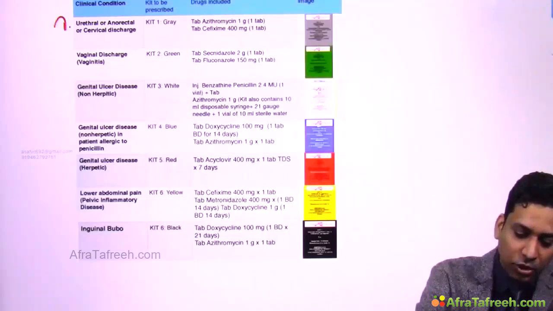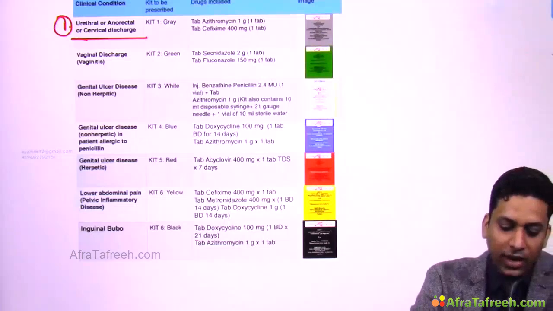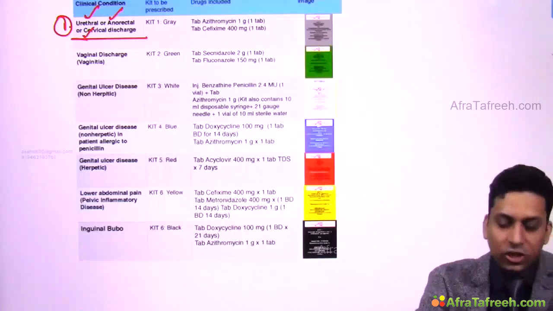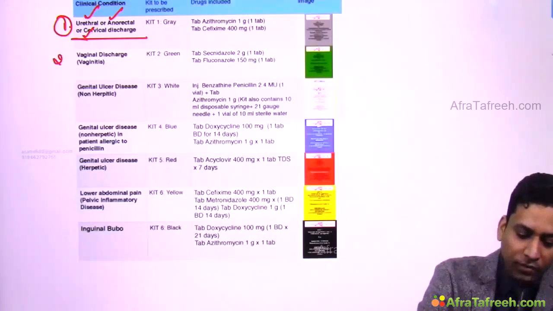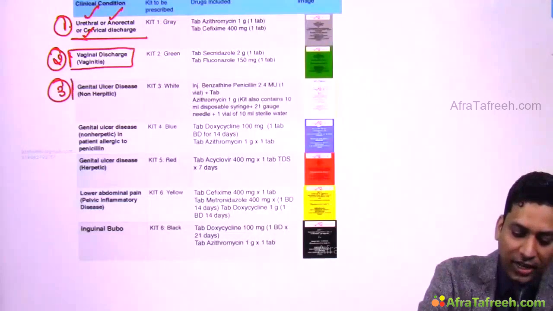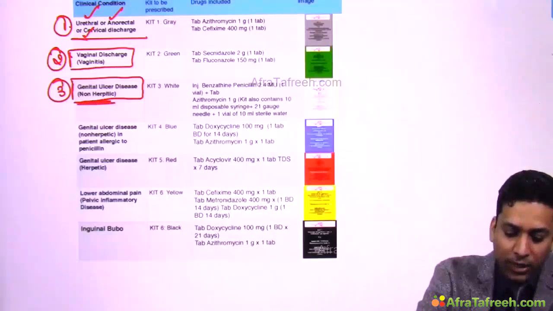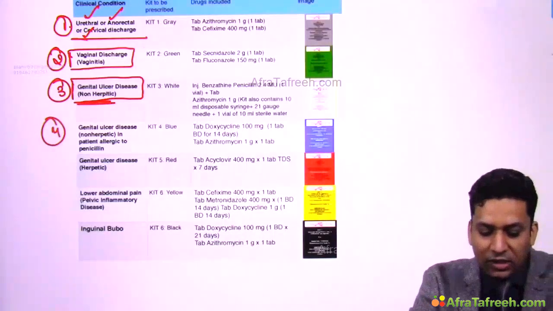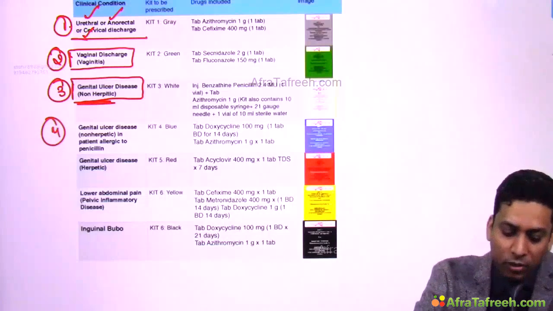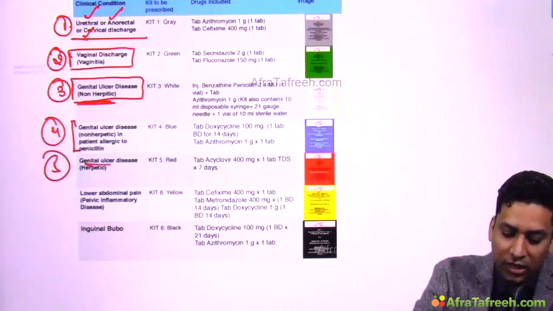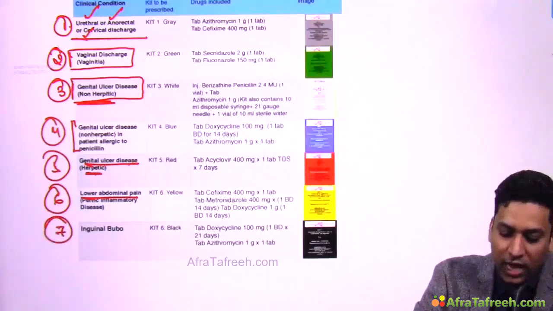The patient can present with urethral discharge, anorectal or cervical discharge. If the patient is having urethral, anorectal and cervical discharge, then this is syndrome 1. If the patient is having vaginal discharge, then it is syndrome 2. If the patient is having genital ulcer, then it is syndrome 3. Remember, genital ulcers which are non-herpetic. Then 4th, if the genital ulcer is present and the patient is allergic to penicillin, we group it under the 4th syndrome. Then 5th is genital ulcers which are herpetic. Then 6th is lower abdominal pain, and 7th is inguinal buboes.